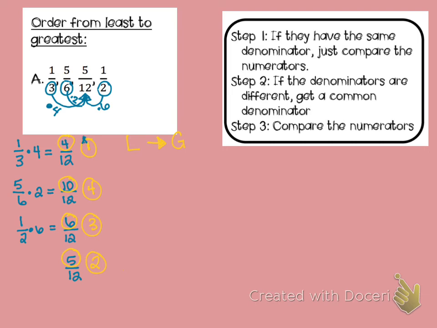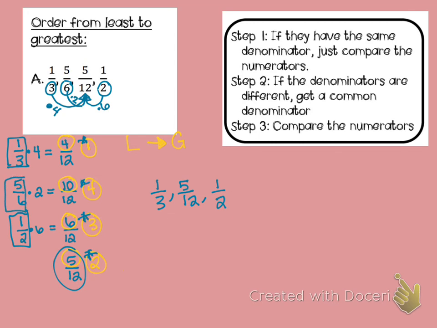Okay, so then when we order it, though, we're going to put it in original format. This was first place. Original format's right here. So our least number is 1/3. This is second place. Original format's right here. This is 5/12. Third place. Original format is right here. 1/2. And then last place, our original format is right here. 5/6. And we have ordered it from least to greatest.